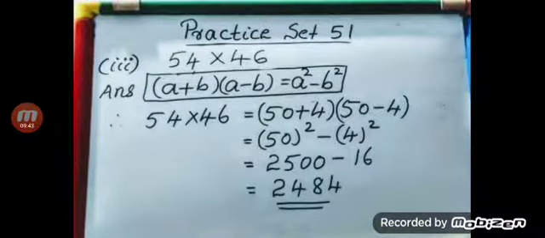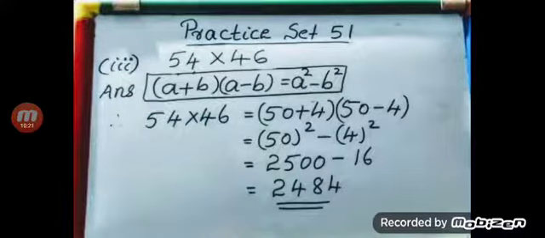Okay. Now question number 3. 54 multiplied by 46. Here also the same formula, a plus b into a minus b is equal to a square minus b square. Now you can change the numbers in the form a plus b into a minus b. 54 multiplied by 46 is equal to, 54 you can write as 50 plus 4, and 46 as 50 minus 4. Now this is in the form a plus b into a minus b, that is 50 plus 4 into 50 minus 4.